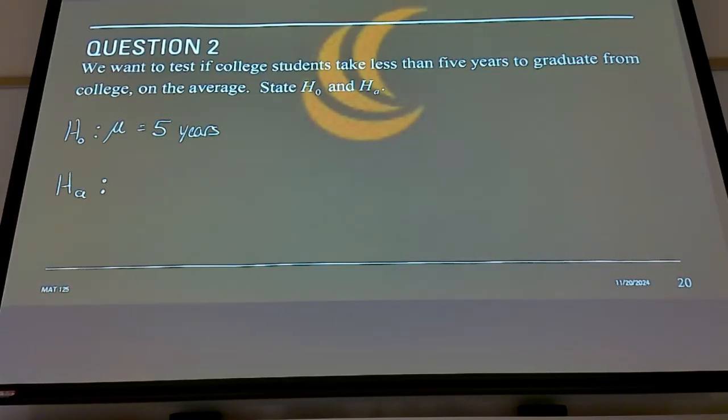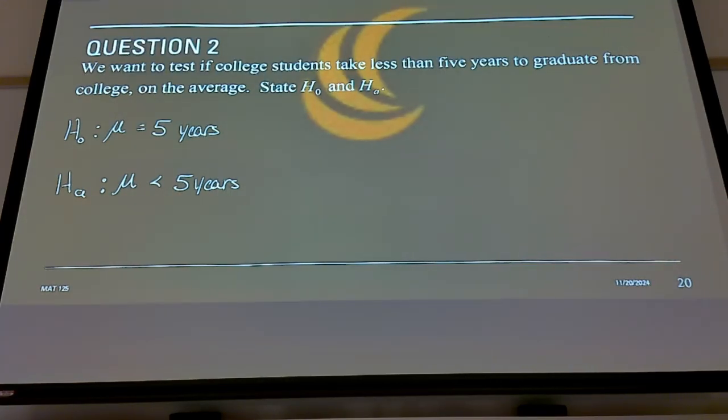What is the alternative? Less than 5. So this one we don't have to do like 0.05. No, we're not doing the actual test here. We're just stating the hypotheses. Okay.